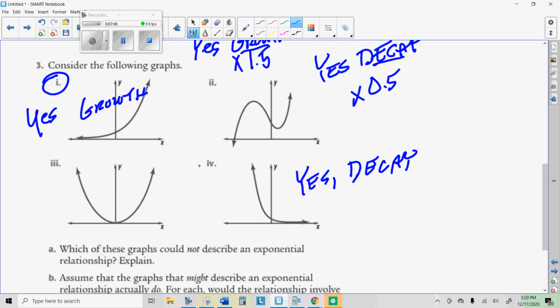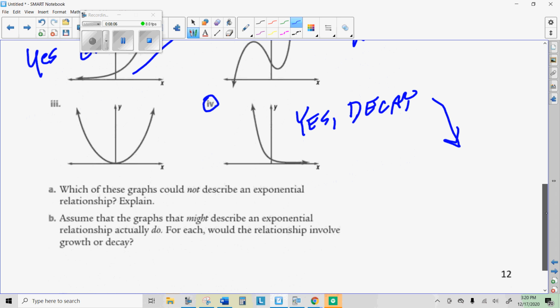Okay, 1 and 4 are exponential graphs. They just have that one curve to them. And number 1 is growth, and you can tell because it's going in an increasing direction. And number 4 is decay, and you can tell because it's going in a decreasing direction.